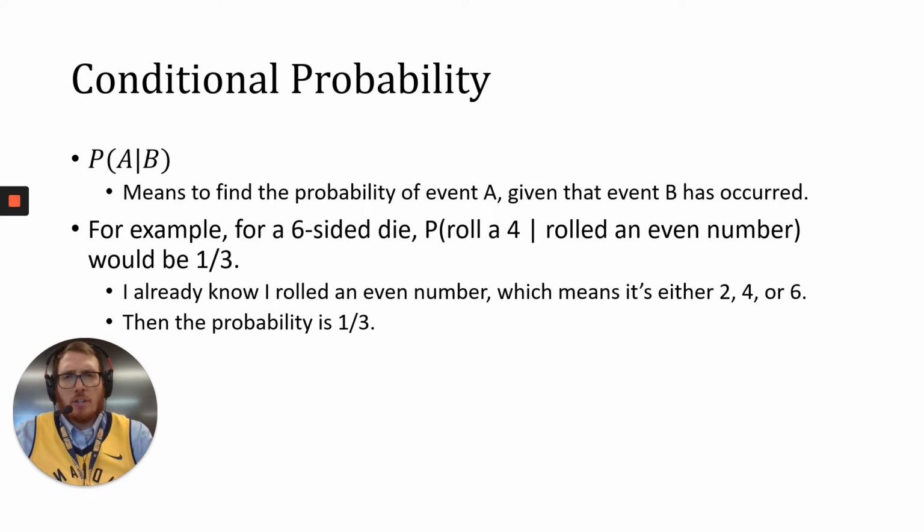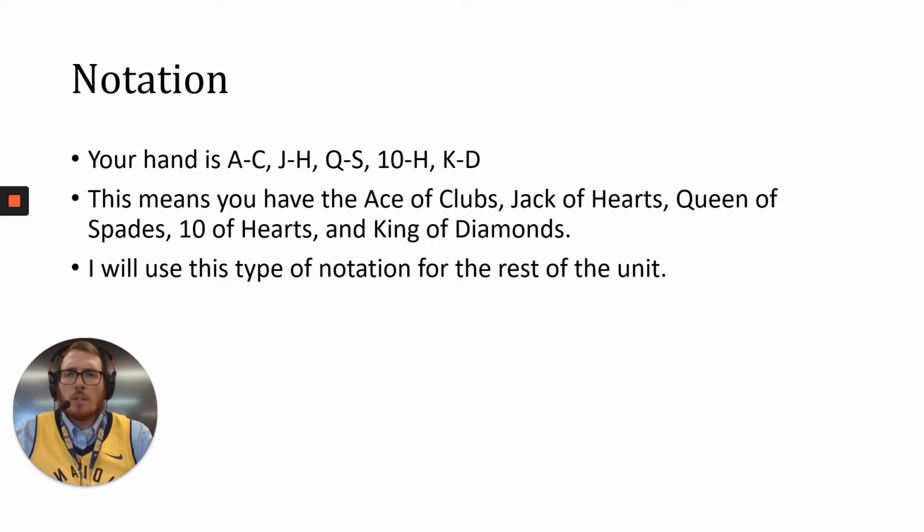So when we deal with our Euchre unit, what you're going to want to make sure of is that you understand the notation that I'm going to be using. It's kind of hard to draw the cards themselves or write them out all the time, so I'll be using the following notation. Whatever the first letter is, that's the number or the card. So this is ace, this is jack, queen, 10, king. And then after the dash, the other letter is the suit. So this is the ace of clubs, jack of hearts, queen of spades, etc.